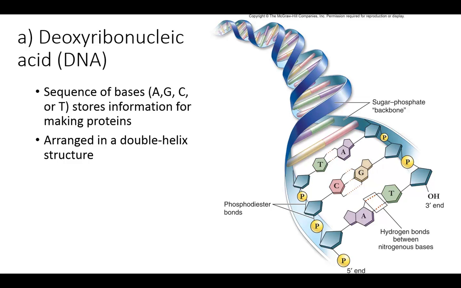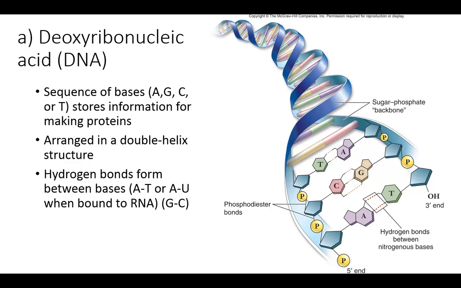It's arranged in a double helix structure. This allows it to be very compact. And the double helix isn't completely uniform. There are parts where the gap is longer and parts where the gap is shorter. But it is a double helix, meaning a double twisted structure.